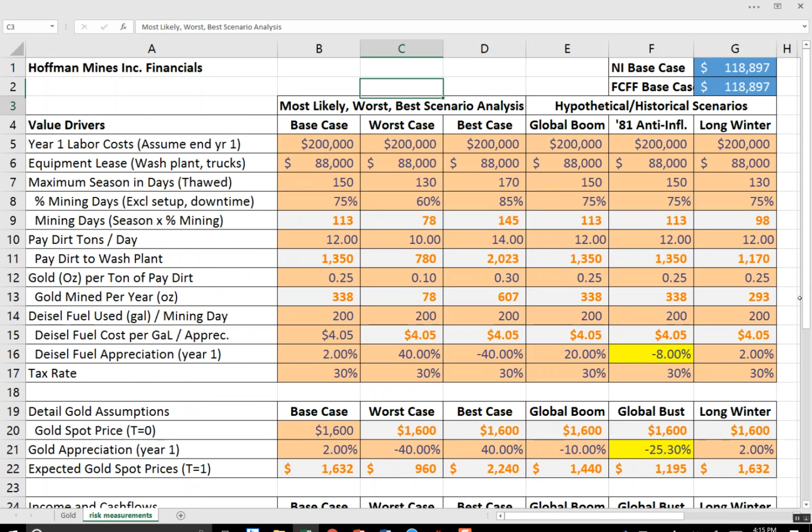So a best case and a worst case, I would say, is the minimum you should be doing if you're looking at sensitivity analysis. And what you try to do is build in your knowledge of that industry to think about what could go bad and what could go really well. Another thing you can do is hypothetical scenarios.